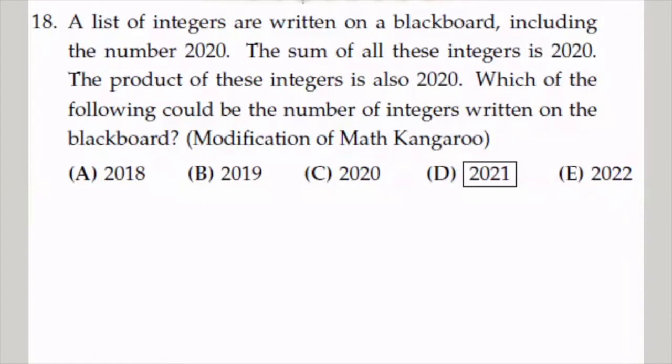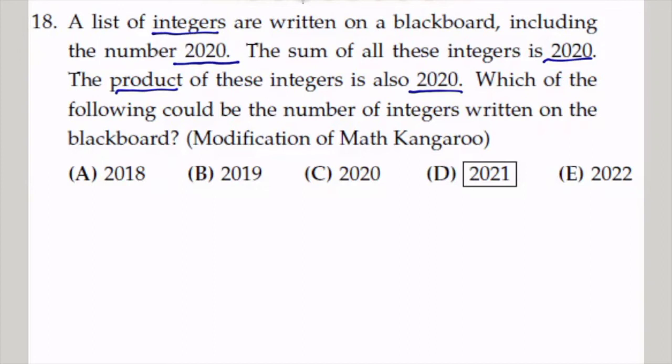Problem 18. A list of integers are written on the blackboard, including the number 2020. The sum of all these integers is also 2020. The product of these integers is also 2020. Which of the following could be the number of integers written on the blackboard?